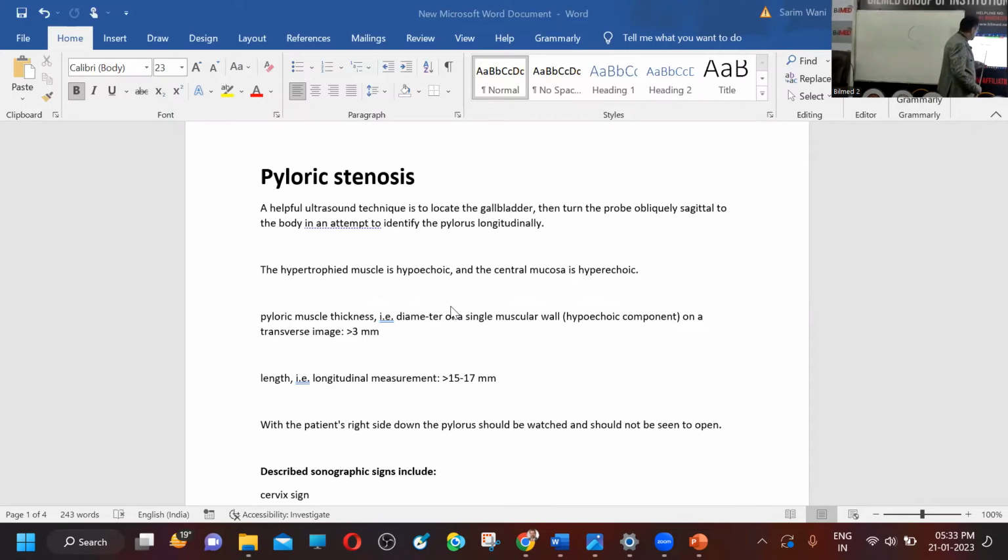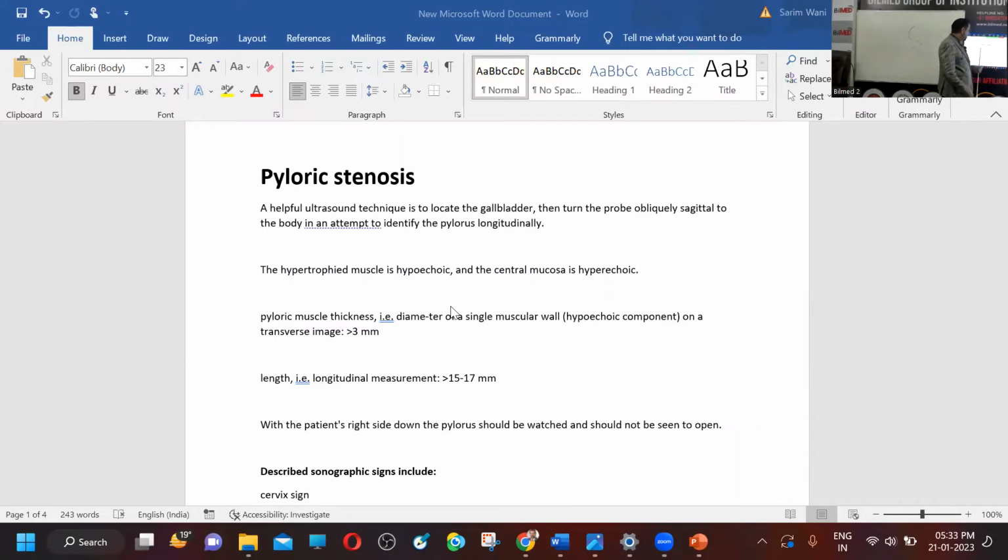Now the hypertrophied muscle, you don't have to measure. Now see, this is the pitfall over here, not actually a pitfall, the mistake, that we are measuring both walls, anterior as well as the posterior of the pylorus. No, you have to measure the muscle only, and muscle will be hypoechoic. That is what is written. The hypertrophied muscle is hypoechoic and the central mucosa is hypoechoic. So you have to measure the hypoechoic muscle only.